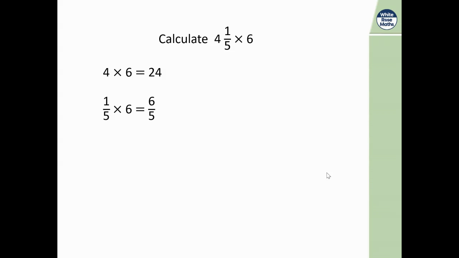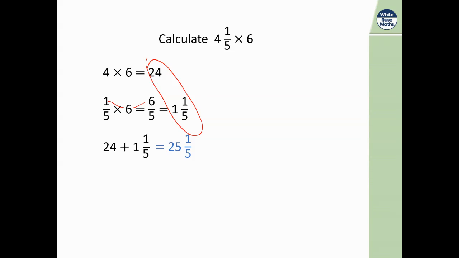Then we do a fifth times 6. So 1 times 6 is 6. So we end up with 6 fifths. 6 fifths is improper, so we have to convert back. And we end up with 1 and a fifth. And now we just have to add both of those together. And we end up with 25 and 1/5. So if you did it that way and that's the answer you got, then that's fine.